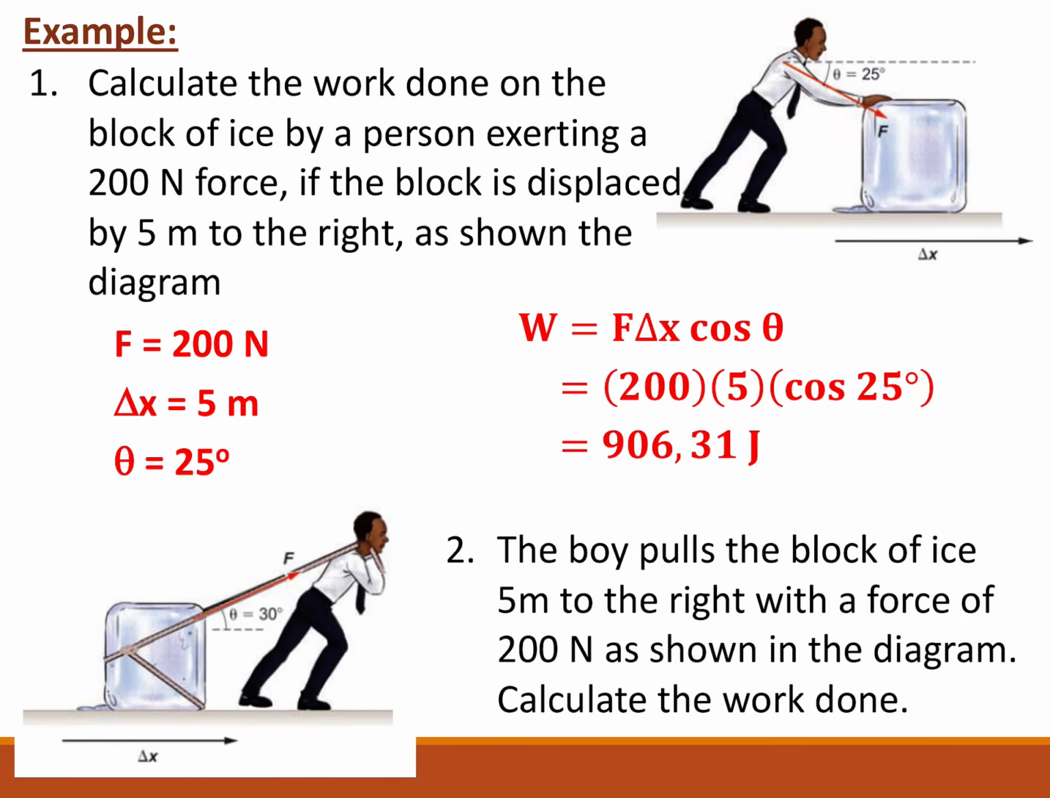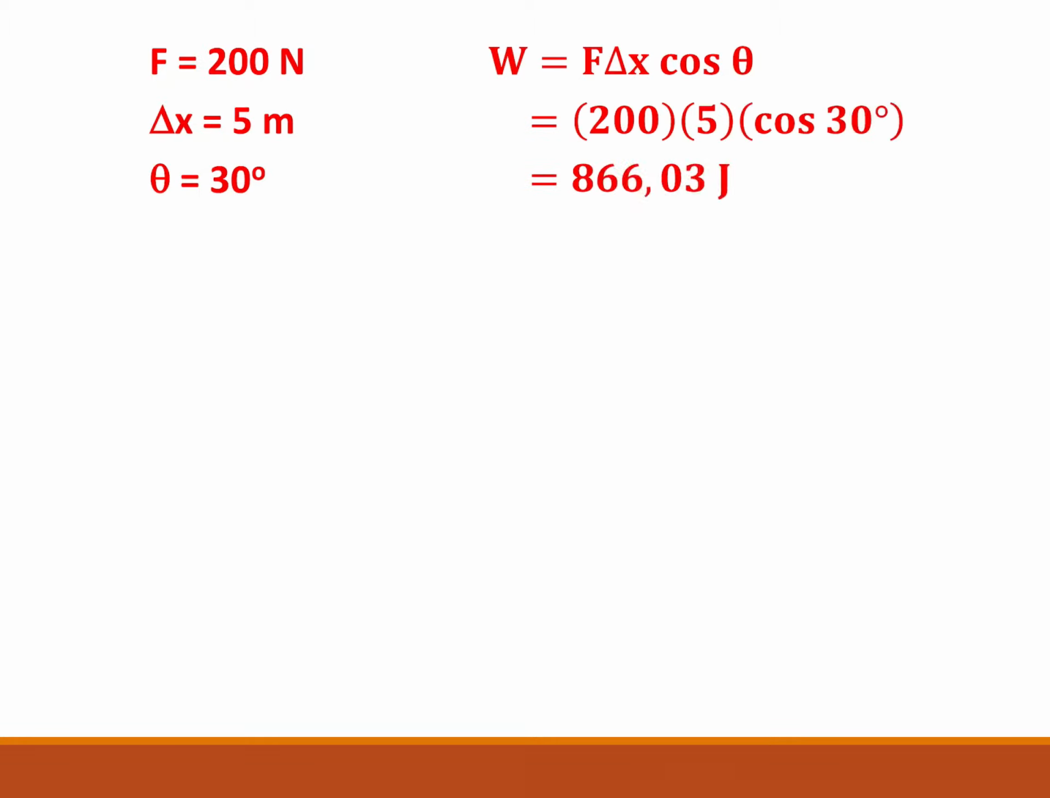If now we change the situation and he now pulls the block of ice, remember again, it doesn't matter whether he's pushing or pulling. What's important is now theta has changed to 30 degrees. That's the important part here. So if F is 200, delta x is still 5, theta is 30, we get a smaller amount of work done. The bigger theta becomes, the smaller the amount of work done.